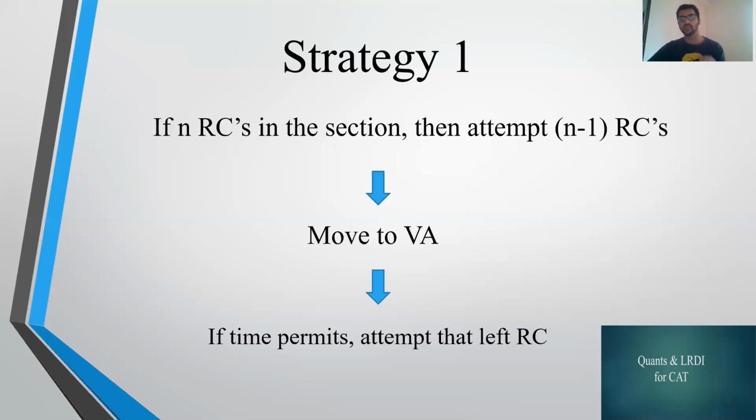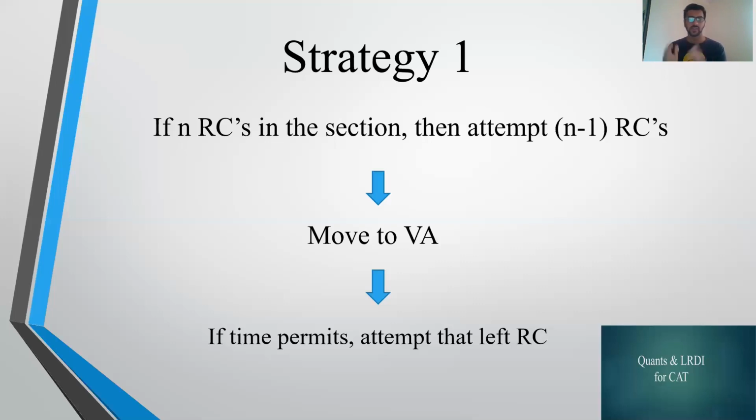One more thing I want to suggest: when you adopt this strategy, it gives a structure to your approach. Otherwise, if you are attempting this section in a random fashion, there is no structure. Here, in the back of your mind you know that you have to attempt only n minus 1 RCs. If 4 RCs are there, you attempt only 3, the three best suitable RCs according to you. Then you move quickly to the VA part, and if time permits, you attempt the left RC.